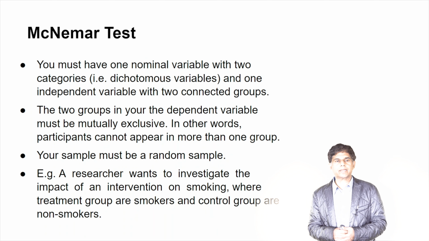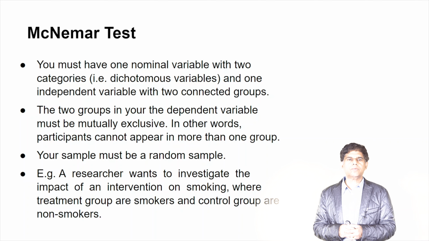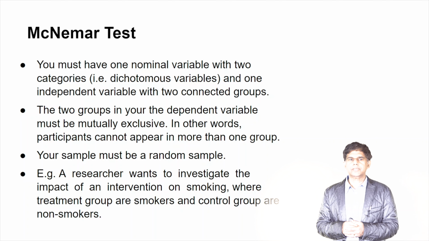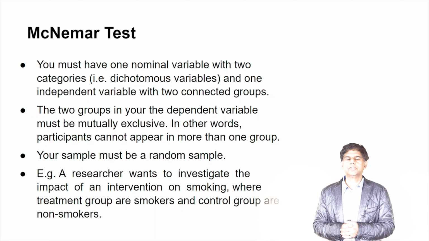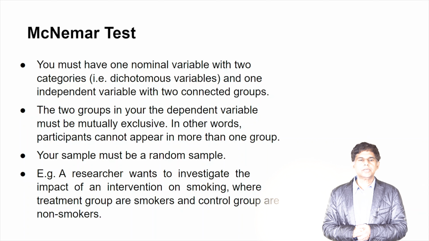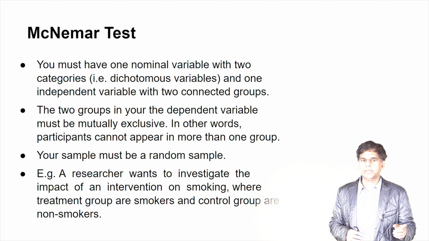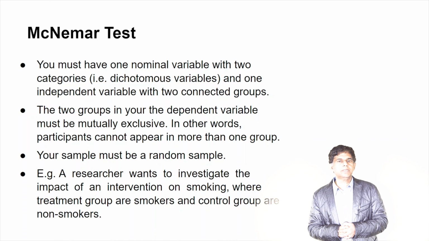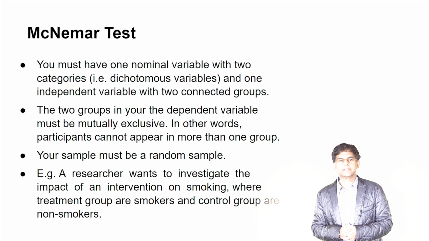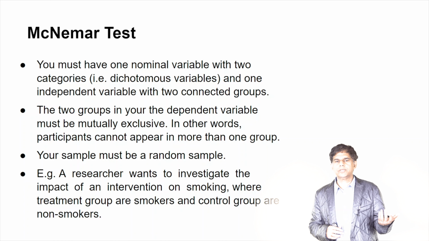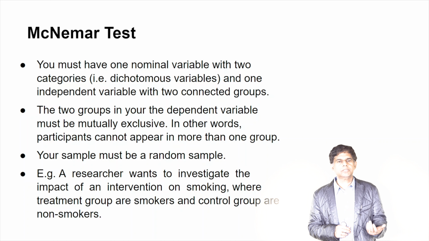And the next one is the McNemar test. You have to have 1 nominal variable with 2 categories, which could be a dichotomous variable, and 1 independent variable with 2 connected groups. The 2 groups in your dependent variable must be mutually exclusive. That's the assumption. In other words, participants cannot appear in more than 1 group. And of course, the sample has to be a random sample. Let's look at an example of the McNemar test. A researcher wants to investigate the impact of an intervention on smoking, where the treatment group are smokers and the control group are non-smokers.